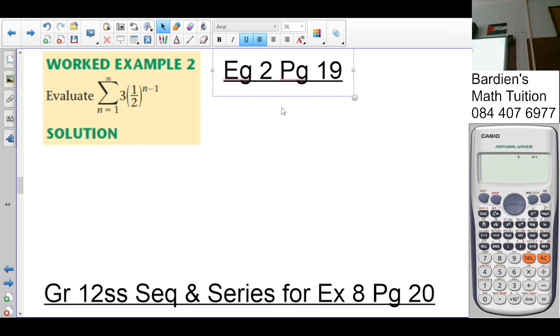What do we notice here? It's starting at n and it's going all the way to infinity. So what are we going to calculate here? Sum to infinity. That's it. But what's the first thing we need to do? We're going to work out the first 3 terms. Term 1, 2, and 3.